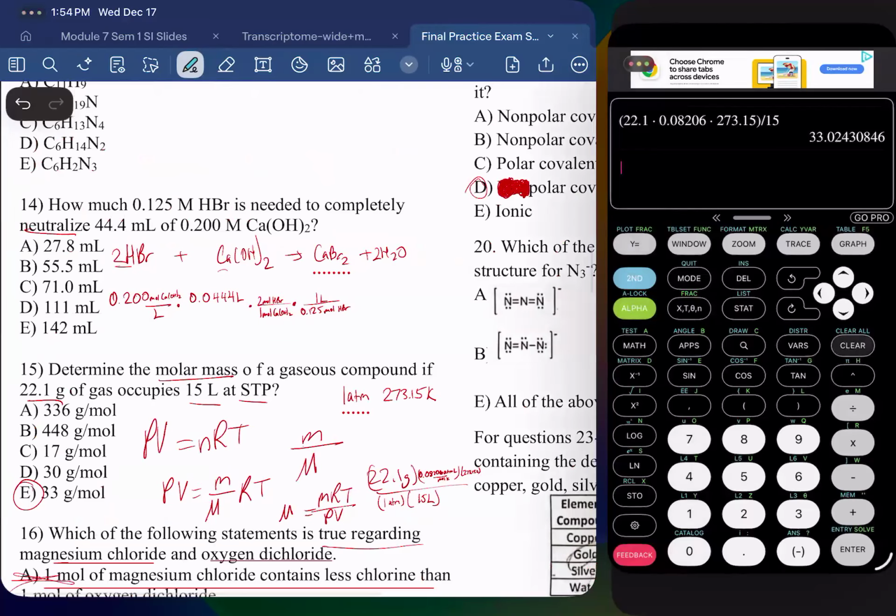But anyways, let me put it into the calculator. So 0.2 times 0.0444 times 2, and then times 1 over 0.125. And this will give you the liter amount, right? So we got this value.